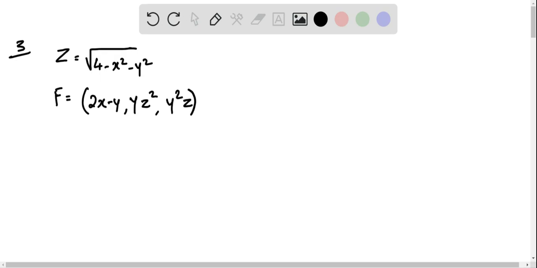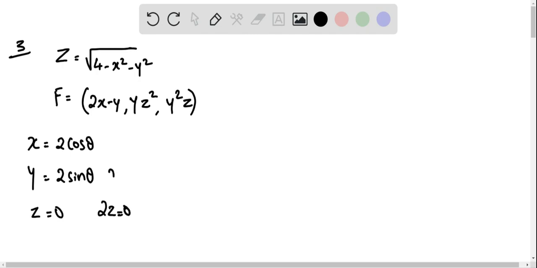So for the boundary curve, we can write x equals 2 cos theta, and y equals 2 sin theta, and z equals 0. So dz will be equal to 0, dy equals 2 cos theta d theta, and dx will be equal to minus 2 sin theta d theta.